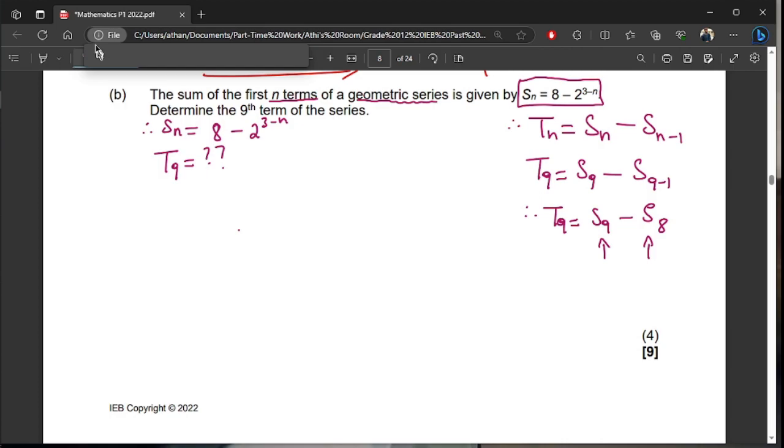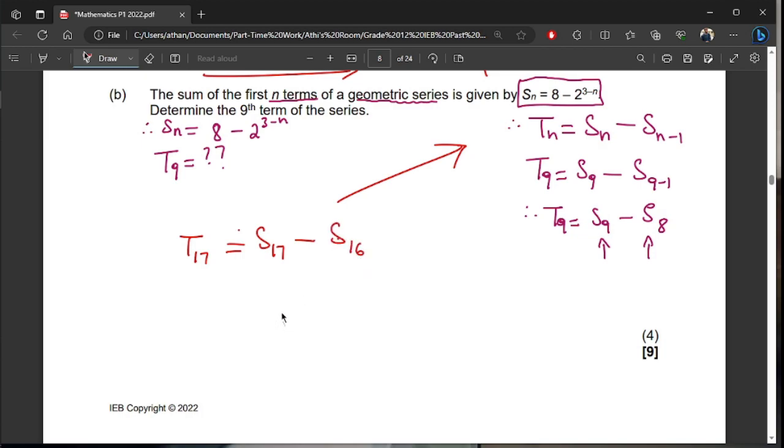I'm just extending the knowledge now, guys. This works also for, let's say I said find term 17. What you'll do to find term 17 using that formula is say the sum of the 17 terms minus the sum of the 16 terms. I hope that makes sense.